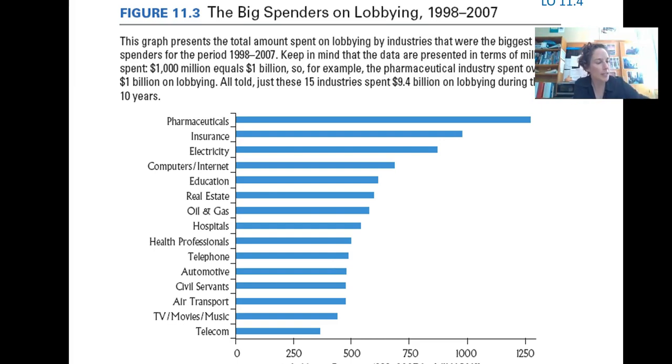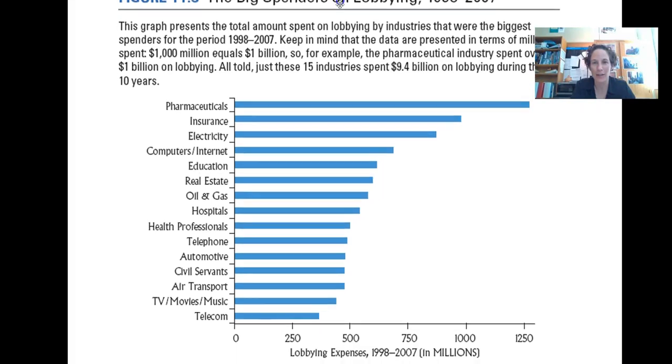Okay, so does money matter? What I have with this chart is you can see some of the biggest spenders, the groups that have spent the most money on lobbying from 1998 to 2007. And you can see at the top of the list, you have pharmaceuticals. And that is interesting. We will talk more about that in class if there is some time. But what I want you to see is money plays a role.